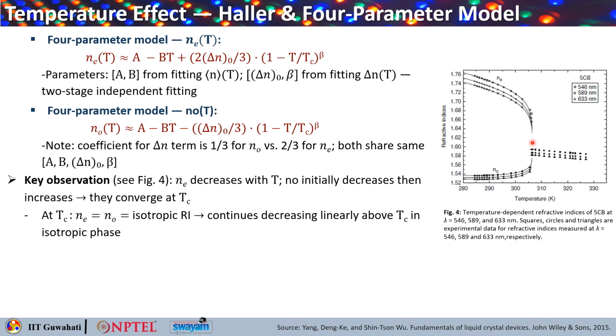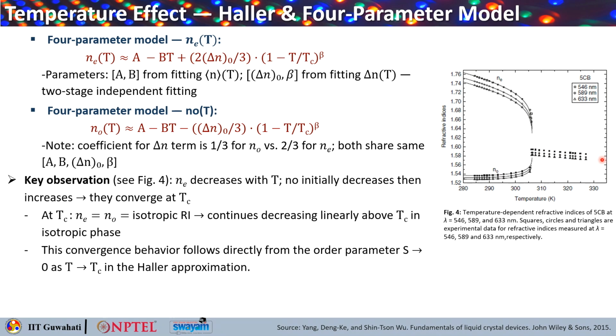So at Tc, the extraordinary and ordinary indices Ne and NO become equal, so you are basically getting an isotropic refractive index, which then continues decreasing linearly above Tc in the isotropic phase. This convergence behavior follows directly from the order parameter S tending to 0 as the temperature tends to Tc, according to the Haller approximation.